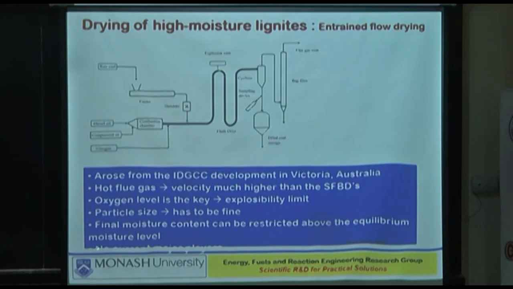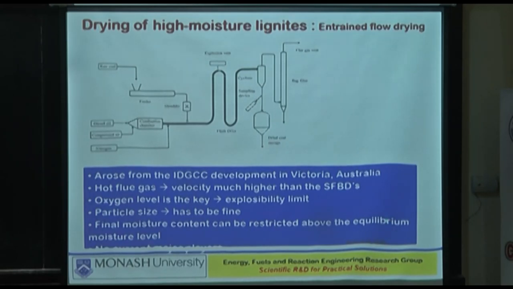You must ensure that the gas doesn't have a high oxygen level as the coal is dried, otherwise explosibility will be a problem. And in order to entrain, the particle size has to be very, very fine, typically about 100 micron or so. Otherwise, entraining it is very, very difficult. And the final moisture content can be restricted to about the equilibrium moisture level.